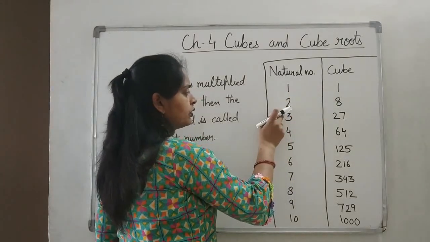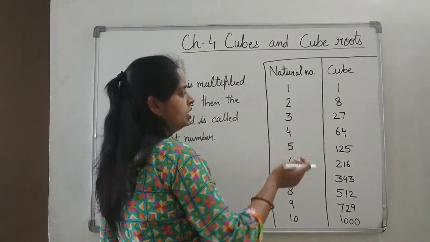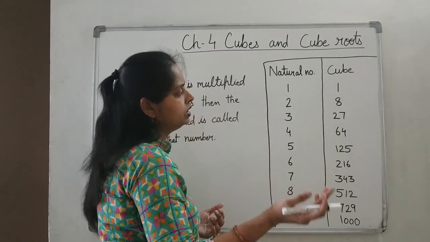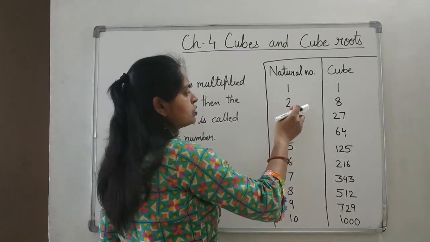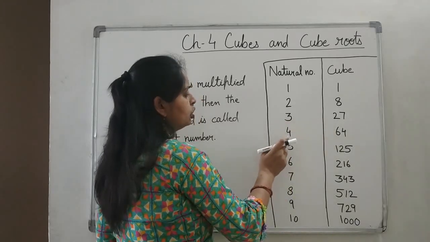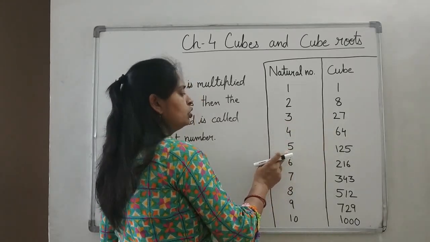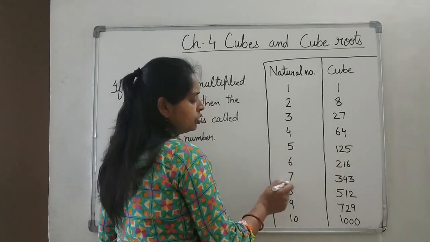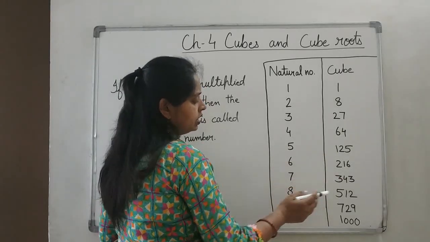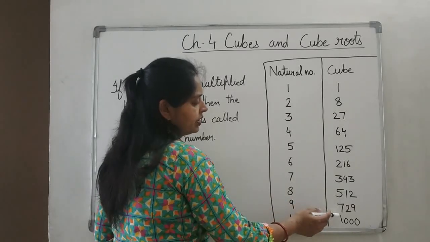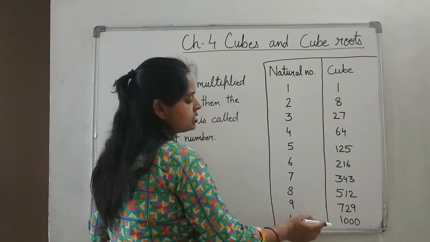What is the cube of 2? When 2 is multiplied 3 times, what answer will you get? 8. 2 into 2 is 4 and 4 into 2 is 8. Right? So the cube of 2 is 8. Cube of 3 is 27. Cube of 4 is 64. Cube of 5 is 125. Cube of 6 is 216. Cube of 7 is 343. Cube of 8 is 512. Cube of 9 is 729 and cube of 10 is 1000.